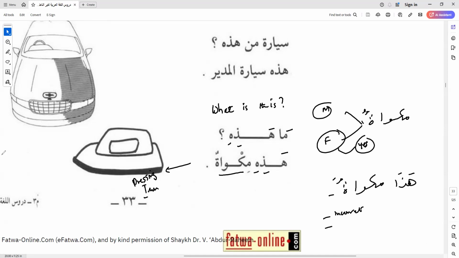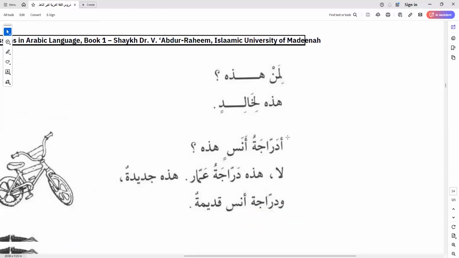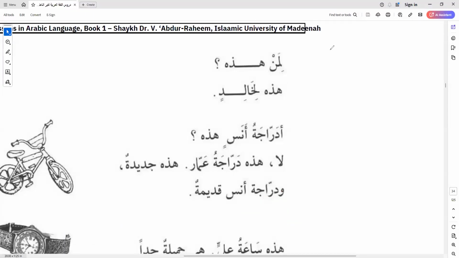So مكواة, because of the taw marbuta at the end, is feminine. And let's look at li in Arabic. Li means for. But sometimes li can introduce reason, but that's not what we're looking at here. And then li can be added to man. Remember, man. Li man, literally, for who? So here you want to know the owner of something.